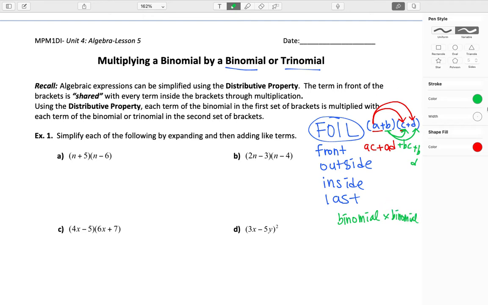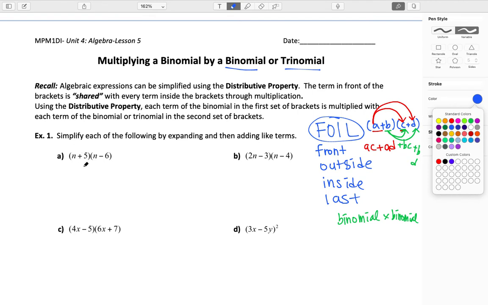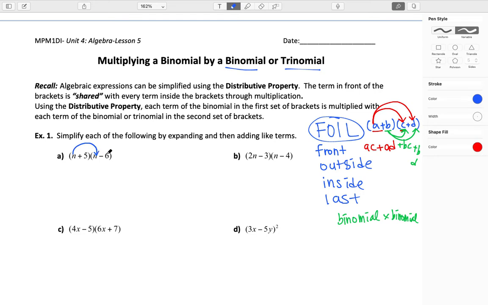Okay, so let's put this into practice. Number 1a, we have a binomial, n plus 5 times n minus 6. So I will be doing FOIL: front, outside, inside, and last. Do you notice that n is handshaking with n and negative 6 in the other house, and 5 is also handshaking with n and negative 6 on the other house. So pretty much everyone is handshaking.